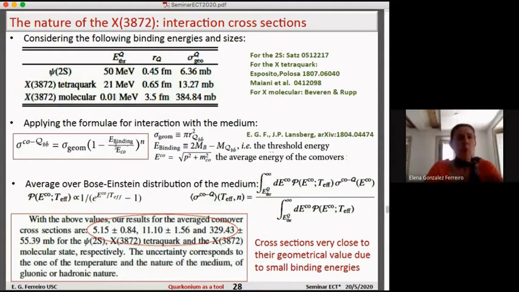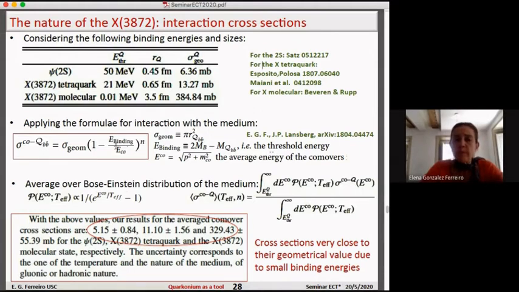Why are we trying to do so? Okay, those results presented in November at Quark Matter were interpreted by the collaboration in principle as the fact that this exotic state could be a molecular state. We think that this corresponds to a tetraquark state.